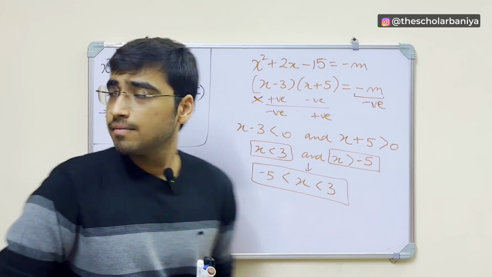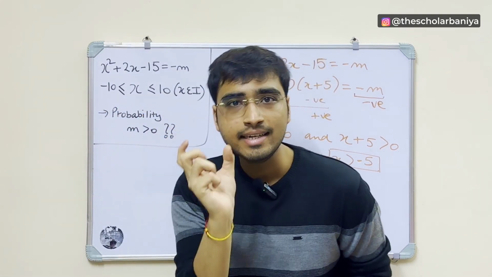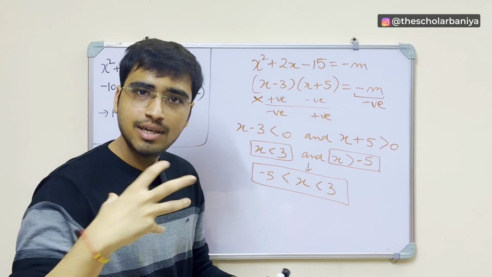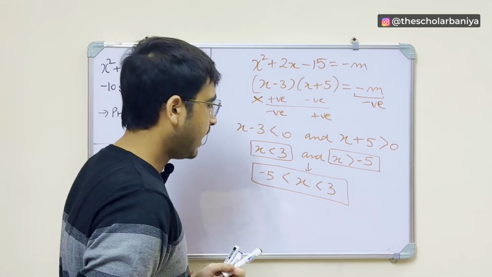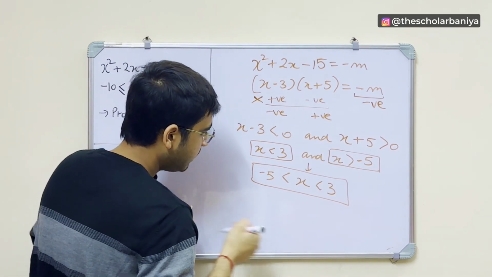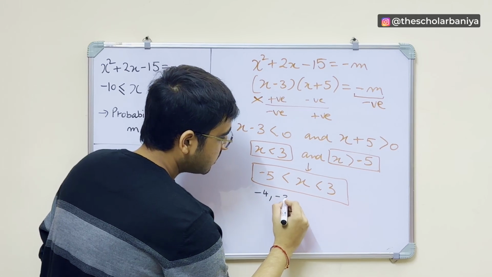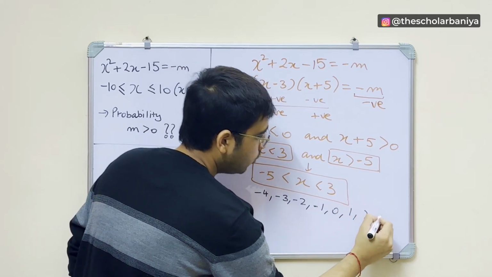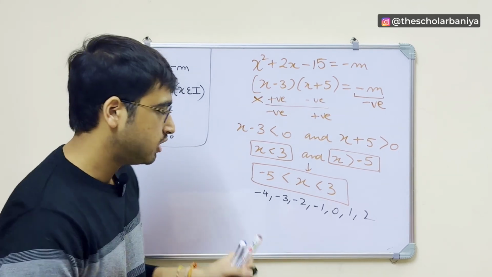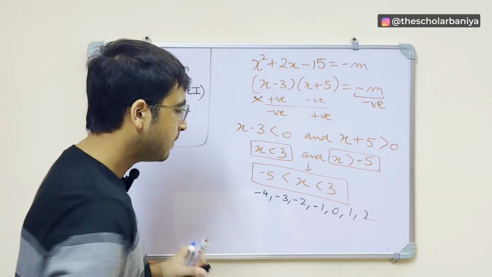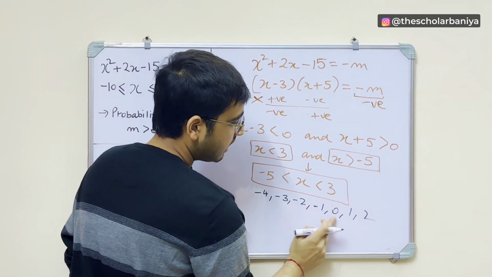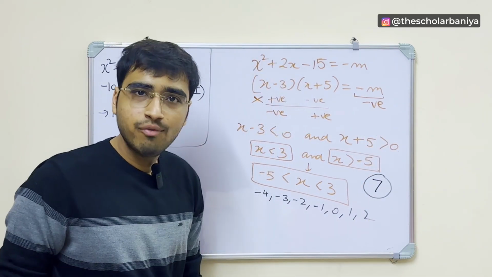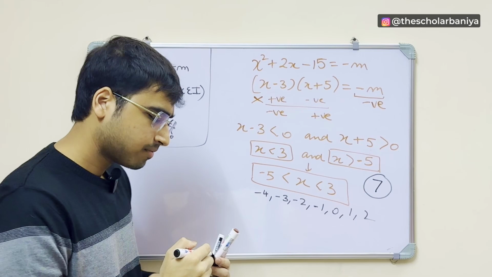Now we know that x is an integer, right? So if you talk about this case, how many possible integers are there? x can be minus 4, minus 3, minus 2, minus 1, 0, 1, 2. These are the possible values of x. So 1, 2, 3, 4, 5, 6, 7. There are a total of 7 possible values of x, right?